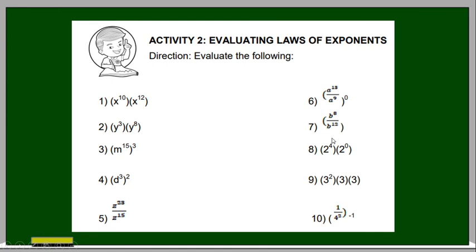Okay? Next, for activity number 2, entitled Evaluating Laws of Exponents. Okay? So, you go over the laws of exponent. Okay? If there are numerical expressions, please simplify. Paki-simplify na ninyo. Just like this one, 2 to the 4th. So, i-simplify mo yan. And what is 2 raised to the 0 power? So, final answer ang gusto ko dito.